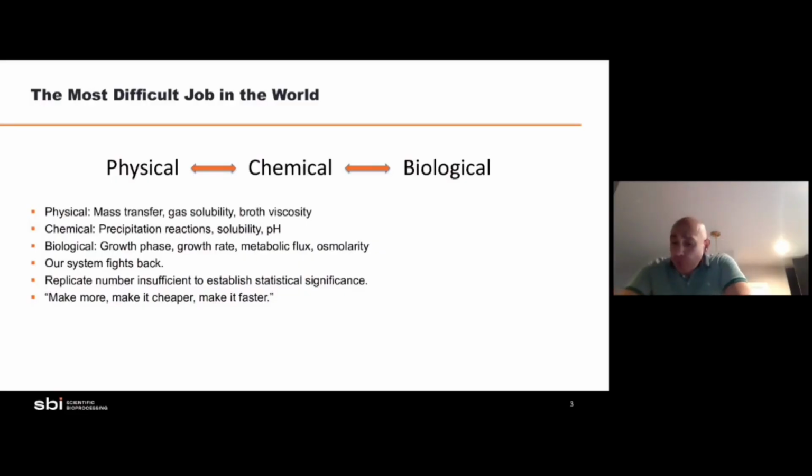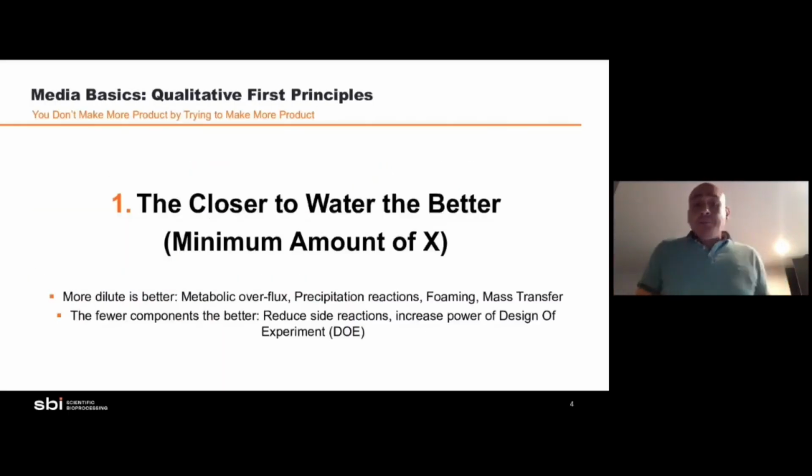So unlike most standard chemical processes, our system fights back, either through adaptation or mutation, and due to the capital cost of equipment and the long fermentation run times, it is often difficult to quickly produce sufficient replicates to determine whether results are statistically significant. Ultimately, our goal is to make more product, make it faster, and make it cheaper. So I will now go over some general principles I use to optimize media and show how SBI's equipment has aided me in that process.